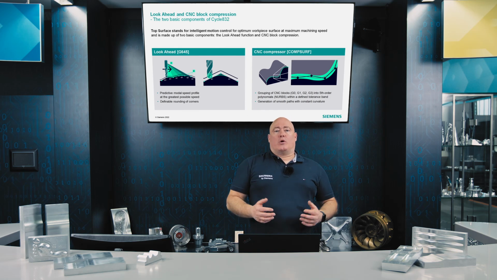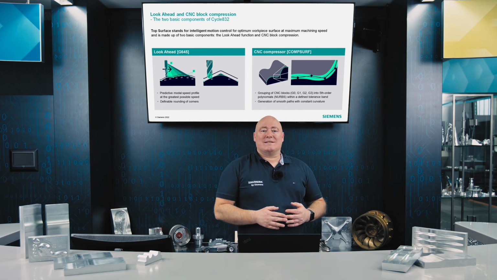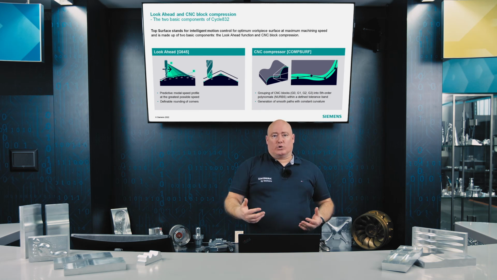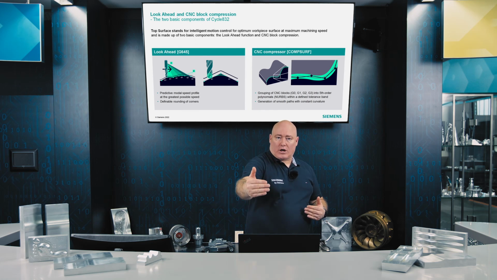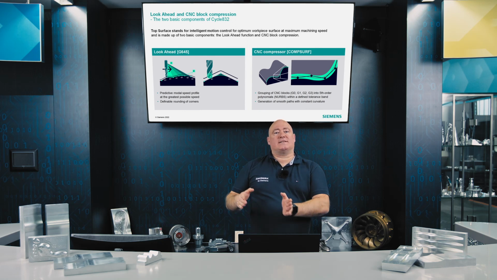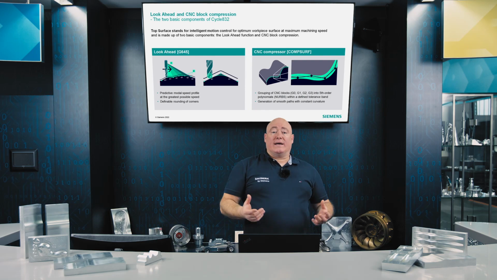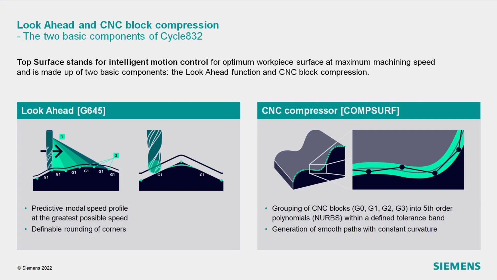There are two basic components in Cycle 832. One is the look-ahead function, and the other is the CNC compressor. We also call this function CompSurf. Look ahead is the name of the predictive and cross-block velocity profile with the highest possible speed. It performs definable rounding of corners.